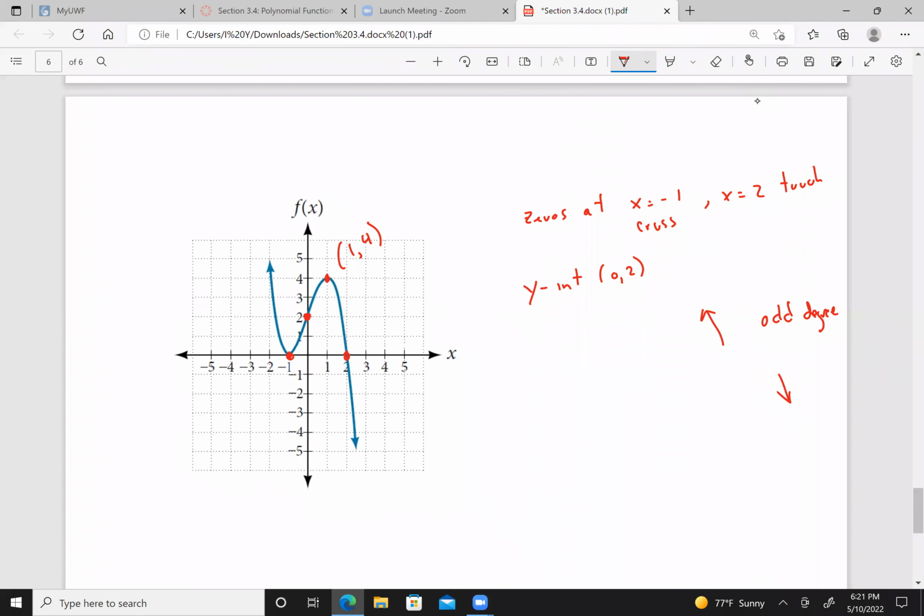Since it has two zeros, it has to have 2 or more. The degree has to be greater than 2. So let's see what we can come out with.